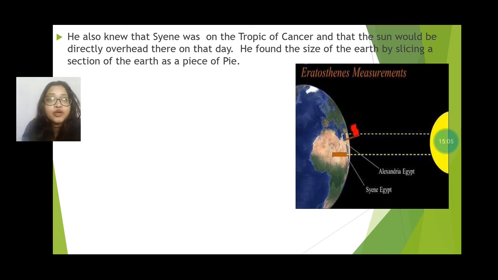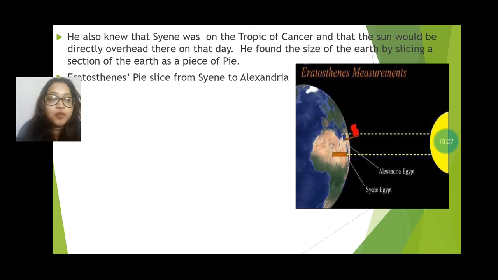And he also knew that Syene was located on the Tropic of Cancer, so that the sun would be directly overhead on that day, on the summer solstice day, that means on 21st June. And he found the size of the earth by slicing sections of the earth like a piece of pie. Okay, as a piece of pie.